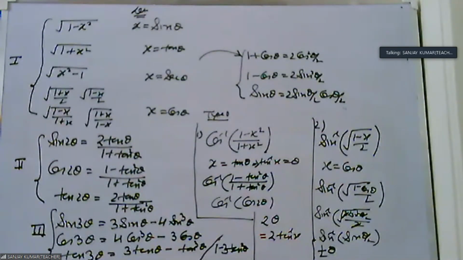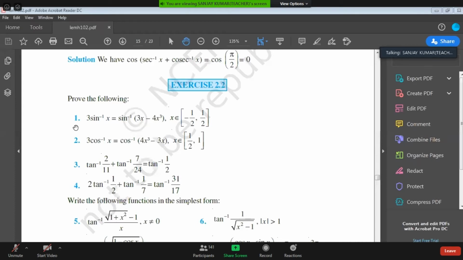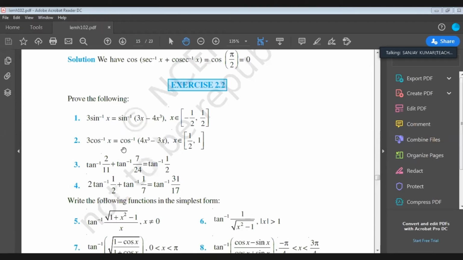Again you see what we have and how we start a question. See one question from your NCERT. In NCERT they have given first question, prove this. Second question, prove this. And fifth question, simplify this. Sixth question, simplify this. So we start with the first question.